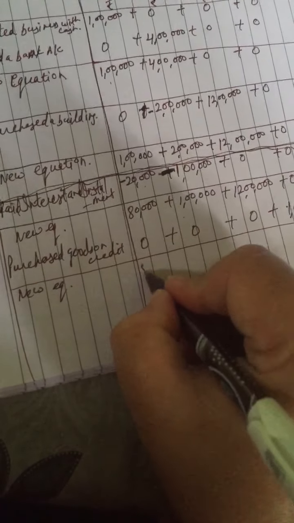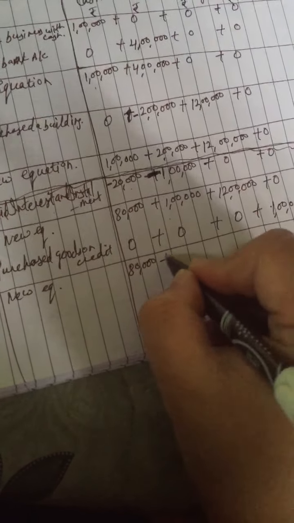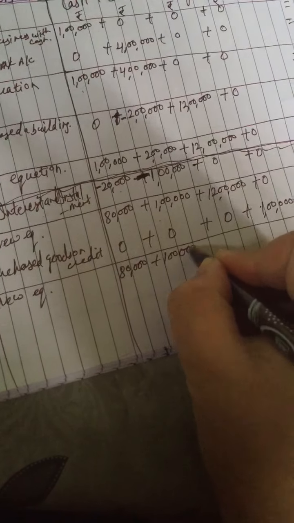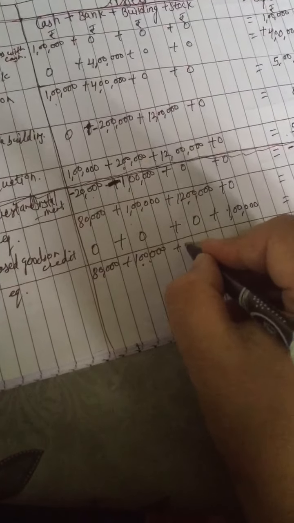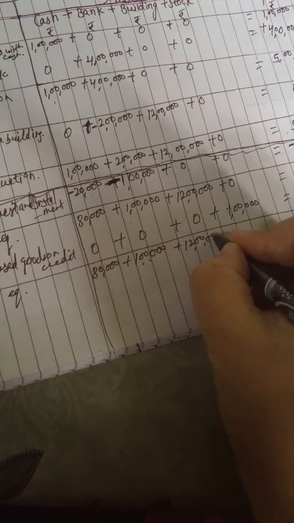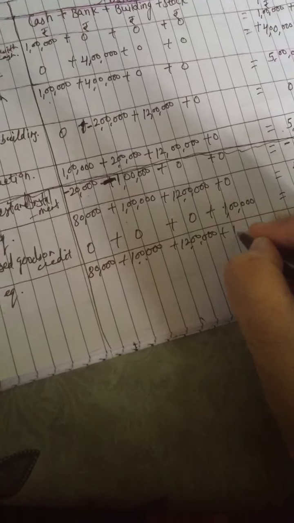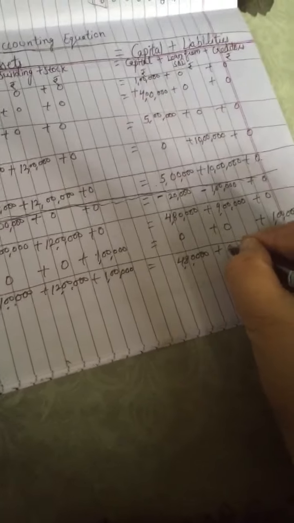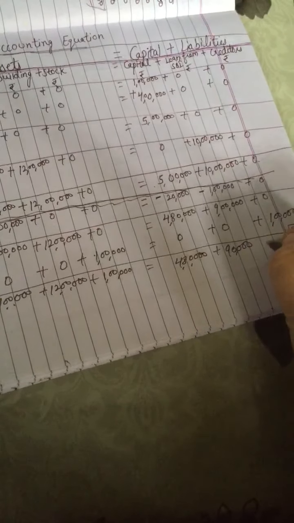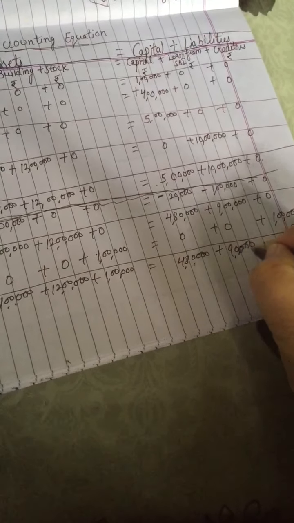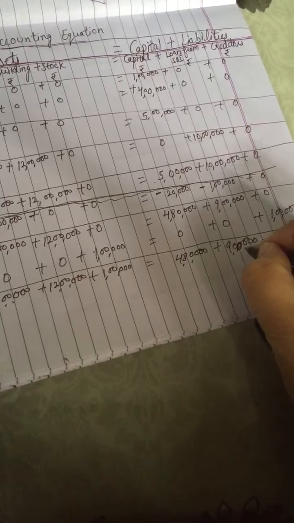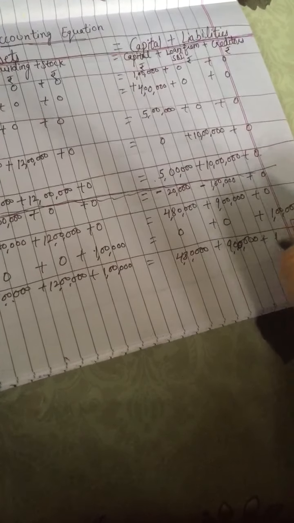New equation, 80,000 cash, 1 lakh rupees bank, 12 lakh rupees building, stock 1 lakh, capital 4 lakh 80,000, loan 9 lakh, and creditors are rupees 1 lakh.